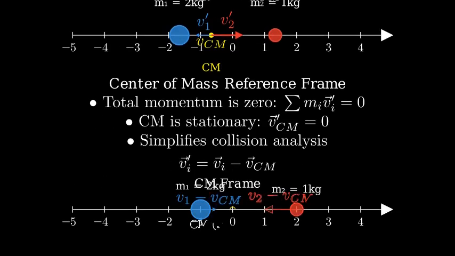Let's reconsider our previous example. In the CM frame, the blue mass would be moving to the right with a velocity of v1 minus vcm, and the red mass would be moving to the left with a velocity of vcm minus v2.